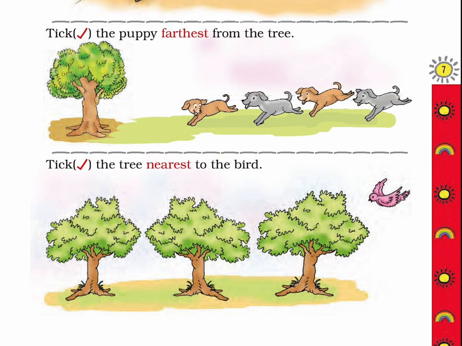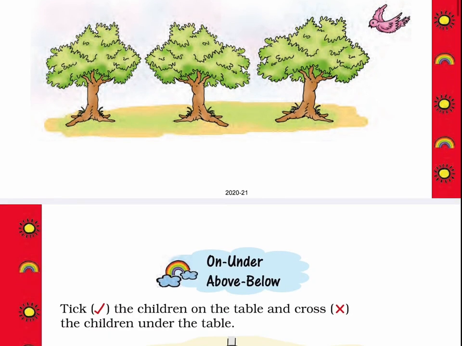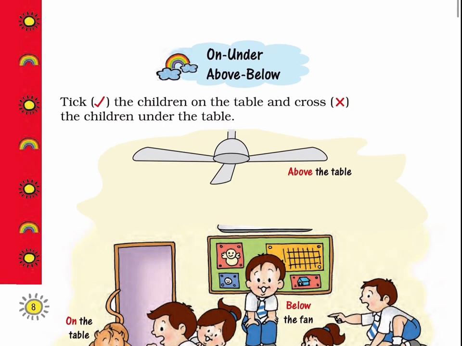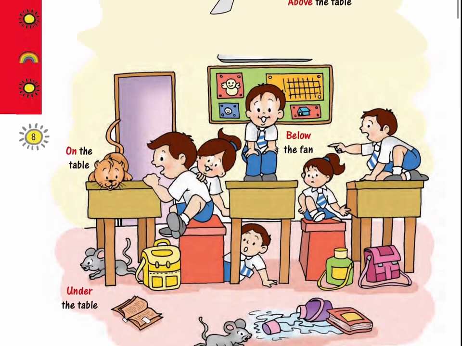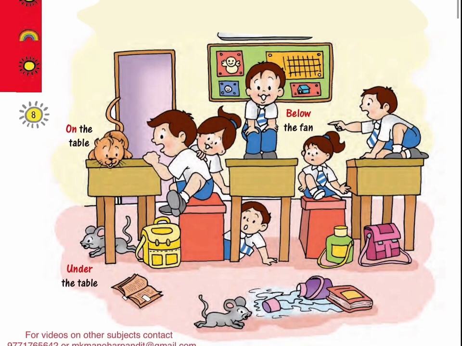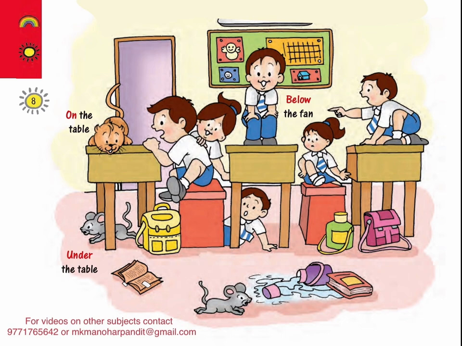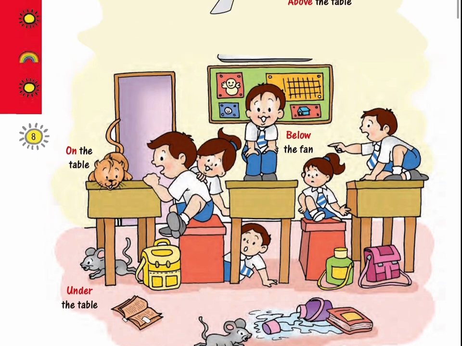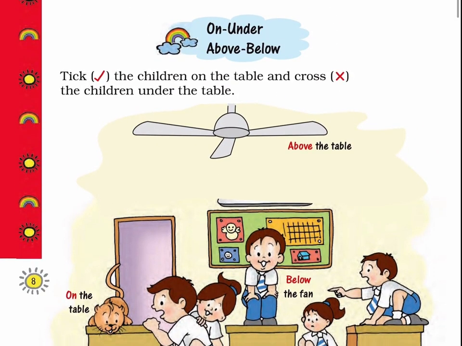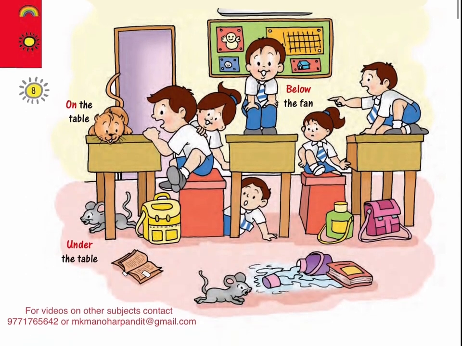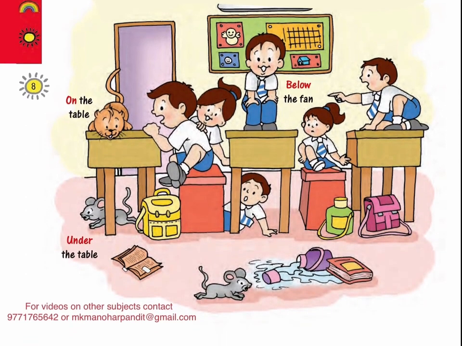Page 8. On, under, above, below. This page has a picture spread across the whole page. The picture shows a classroom with 6 children, 3 tables, 2 benches, 1 cat and 2 rats. 1 cat is sitting on table 1 and rat 1 is hiding under this table.